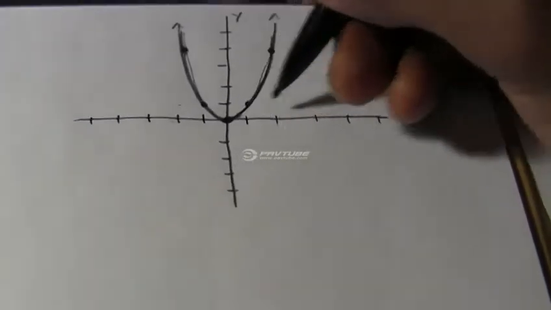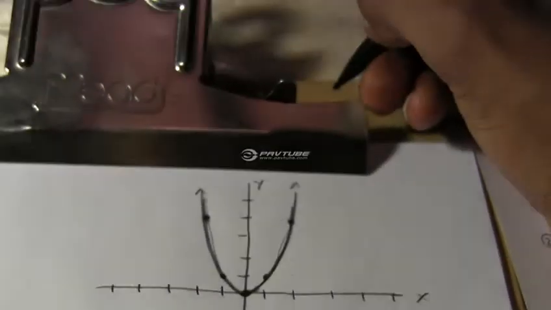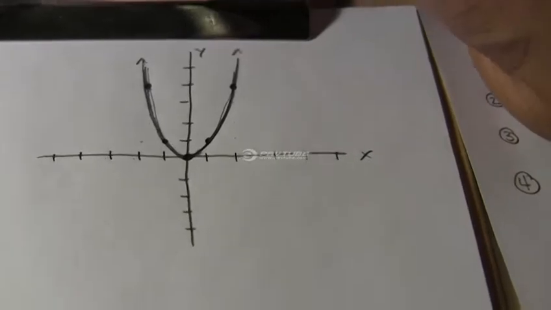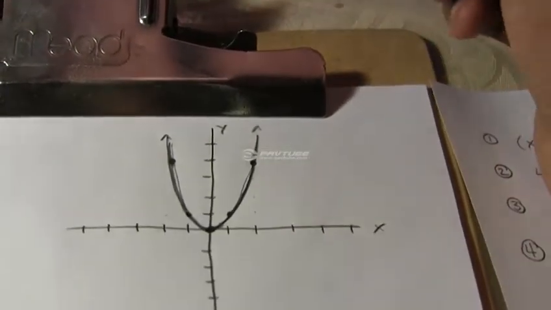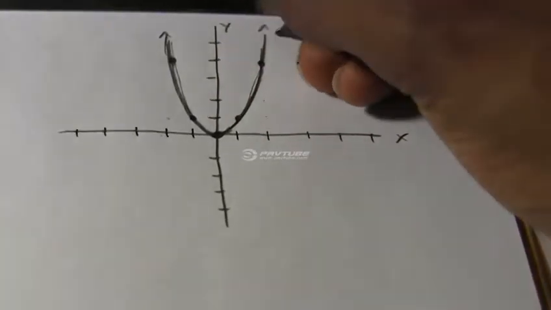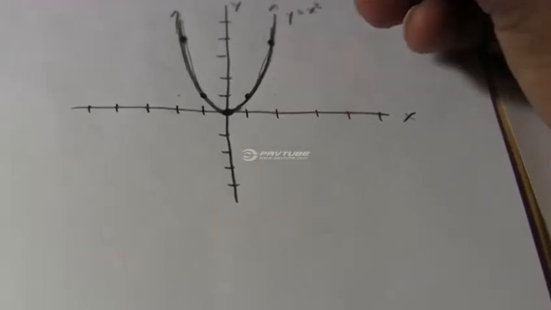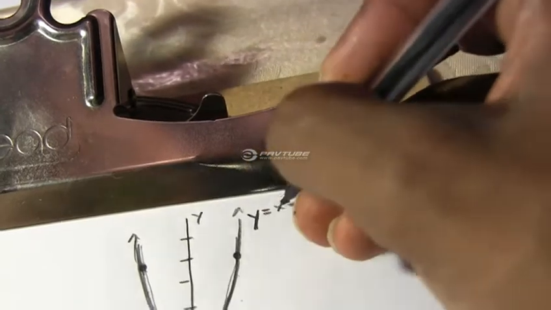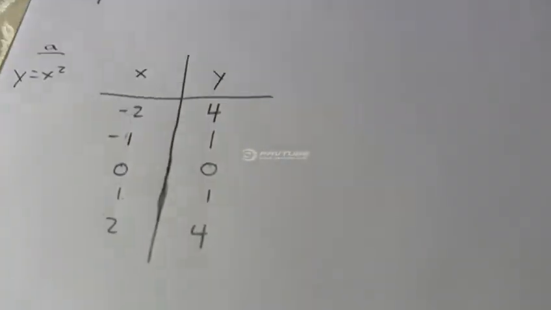If we kept going, if we did 3, 9, obviously 9 would be somewhere up here. So it gets sharper. You get to 4, 16, it's even steeper, right? So this is our y is equal to x squared. There's our parabola. Pretty easy, pretty simple once you know how to do the table, right?